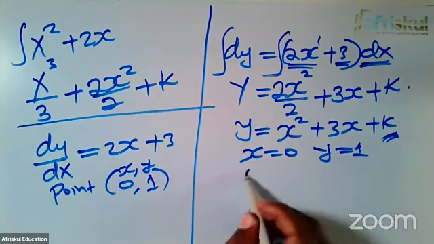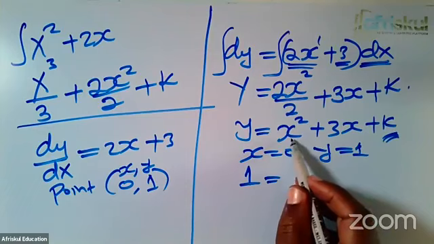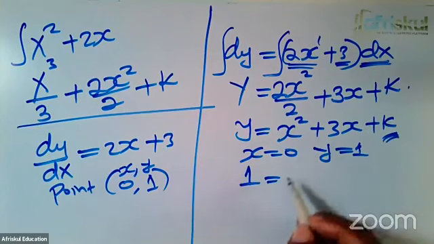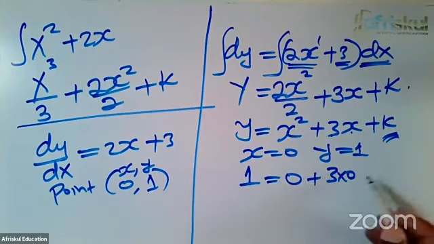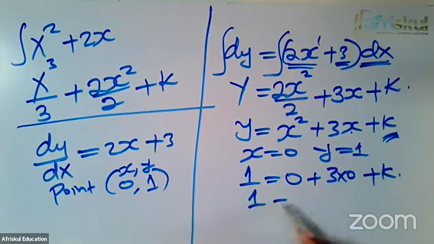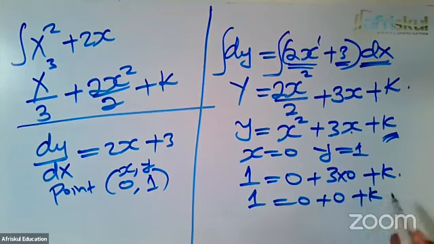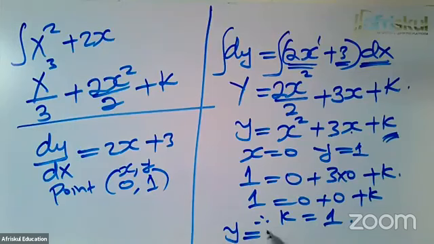So our y here is 1, which will be equal to x, which is 0 squared, that is 0, plus 3 times 0, that will be 0, plus our K. So this will be 1 equals 0 plus K, implying that our K will be equal to 1, my friends. So at the end of the day, I write my equation, which will be y equals x squared plus 3x plus 1. That is what your examiner wanted you to do.